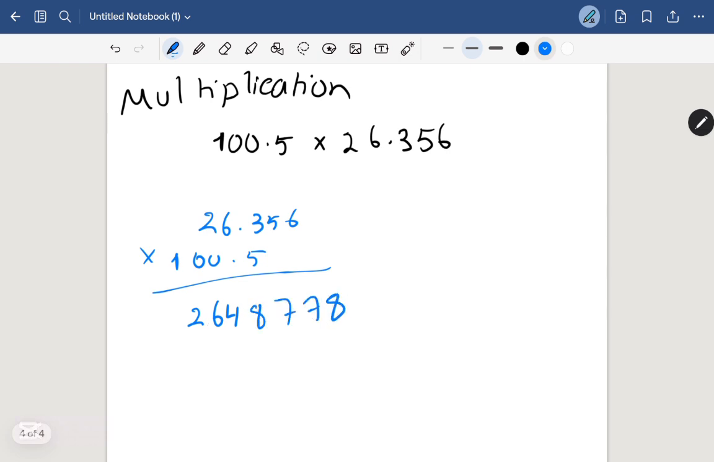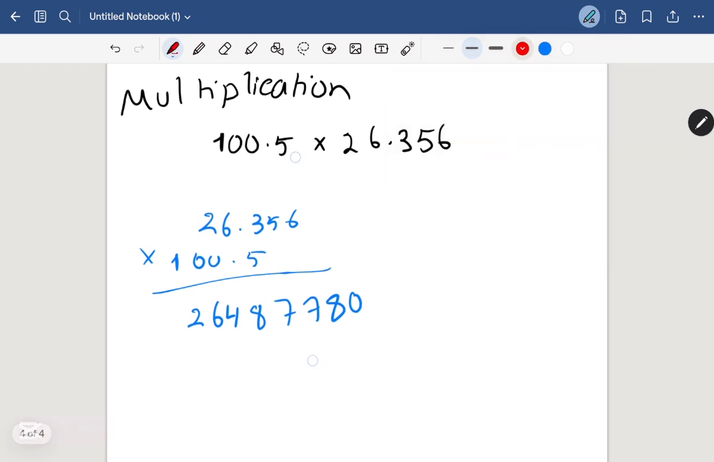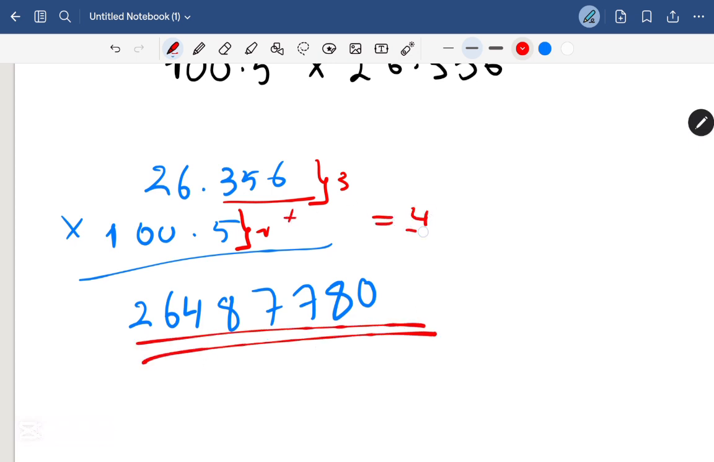2648.778. So how do I know where I should put my decimal place? Very simply. You just need to count how many digits are after the decimal place combined. So after here, you have how many? You have 3 digits after the decimal place. Here you have 1. So 1 plus 3, that's going to be 4. That means in your final answer, you have to put it after the 4th decimal place.